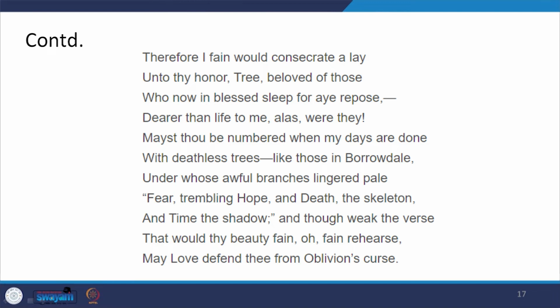With deathless trees like those in Borrowdale, under whose awful branches lingered pale fear, trembling hope and death, the skeleton and time the shadow, and though weak the verse that would thy beauty fain, oh fain rehearse, may love defend thee from oblivion's curse. Here she also reminds us of Keats, of some other poets who had seen death and despair. Many people often can say that she also reminds the readers of Emily Dickinson, who was also soaked in death like John Keats of English literature.